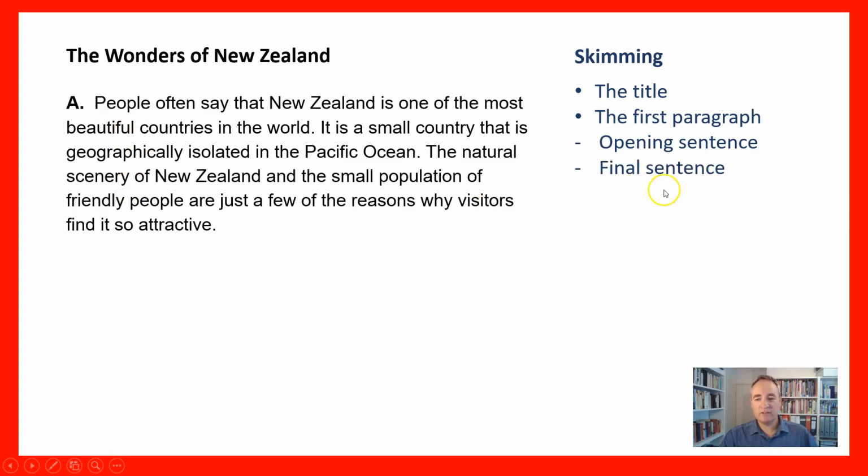And the final sentence of an introduction is also important. We sometimes call that the thesis statement. It doesn't always work exactly like a thesis statement, but it will give you a pretty good idea of the types of things that we can expect to see in this article. The natural scenery of New Zealand and the small population of friendly people are just a few of the reasons why visitors find it so attractive. Okay, so we've done a little bit of skimming, and just from that I should have a pretty good prediction of what the whole article is going to be about.